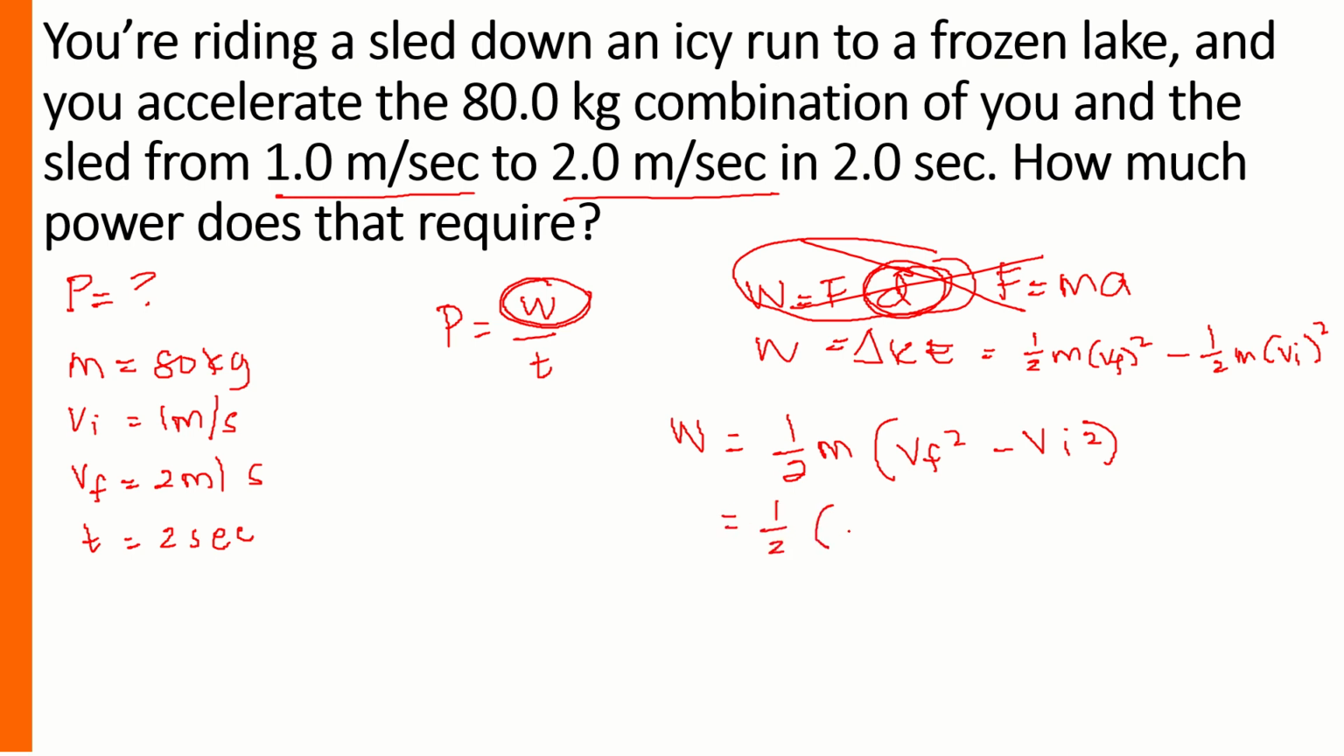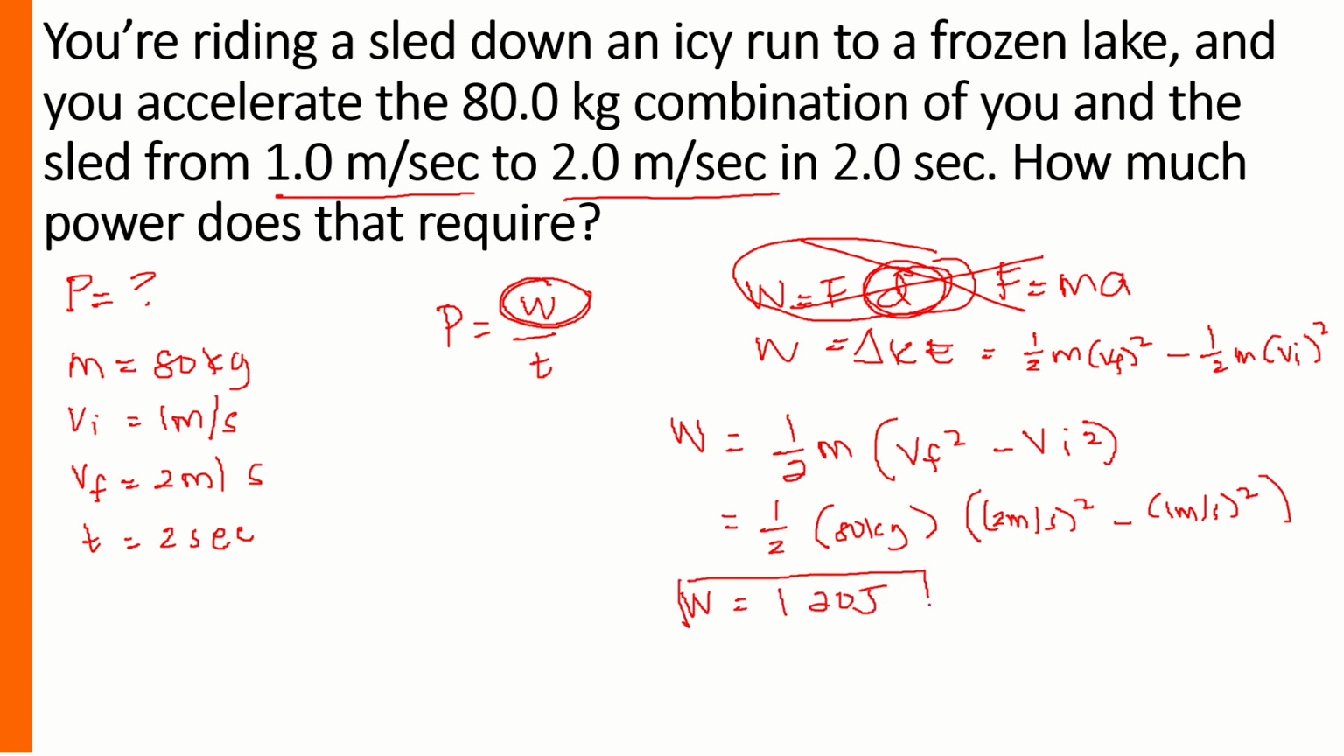1/2 times the mass is 80 kilograms times your final velocity is 2 meters per second squared minus your initial velocity is 1 meter per second squared. So, input this in your calculator. Evaluating using your calculator, you'll be getting the work which is equal to 120 joules.